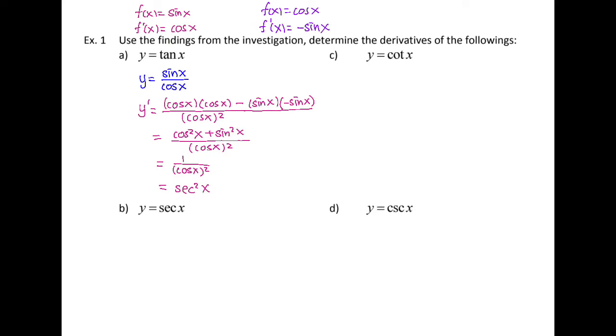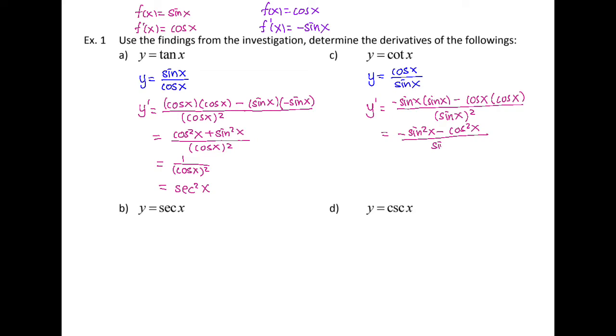Next, we're going to do the differentiation of cotangent. Once again, we write cotangent as cosine over sine, and let's use the quotient rule again. First, the denominator squared. Then the differentiation of the numerator, negative sine x, times the denominator, minus the numerator times the differentiation of the denominator. Now you're going to have negative sine square x minus cos square x over sine square x.